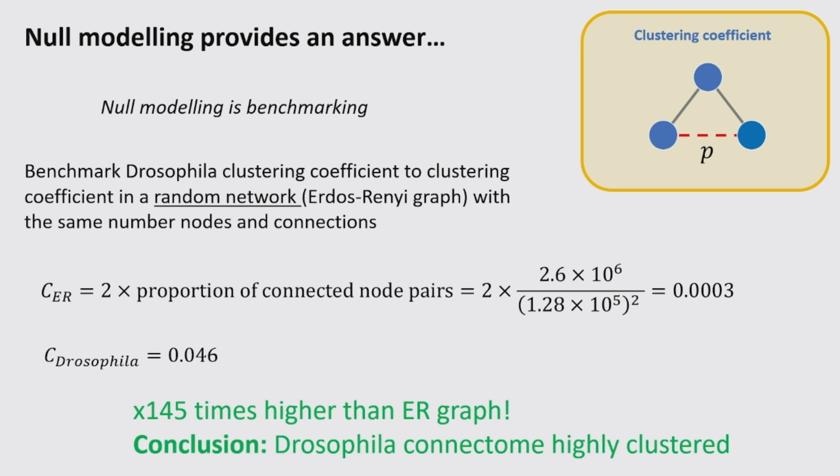So there's actually a formula. When we're dealing with random graphs for basic network measures, we've got a closed form formula, so we can just plug in the number of nodes, plug in the number of connections, and it will tell us the value of the clustering coefficient for that random network. What they found is that the clustering coefficient in Drosophila is 145 times higher than in a random graph. So the conclusion here is that Drosophila is a highly clustered connectome. But as I'll show in a moment, the story is a little more complex than that when we start to dig into more stringent nulls.